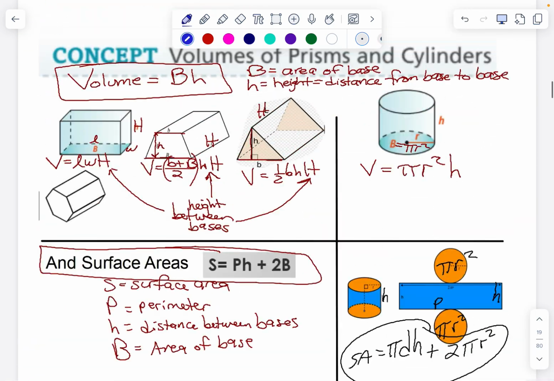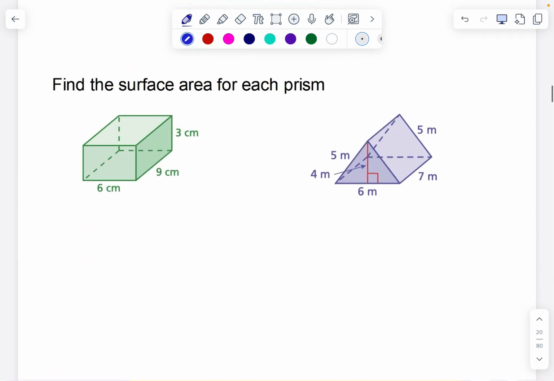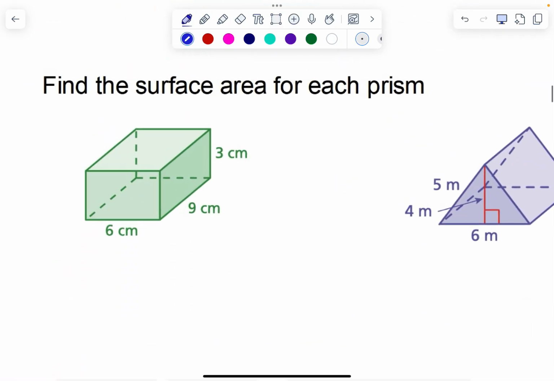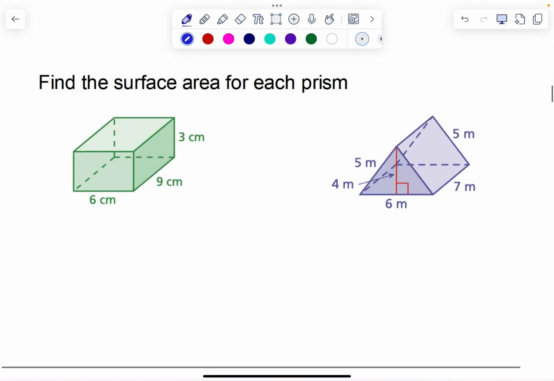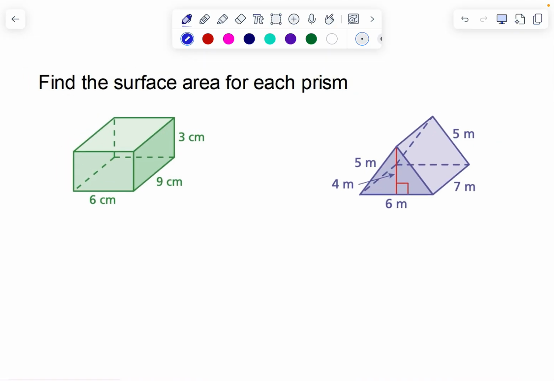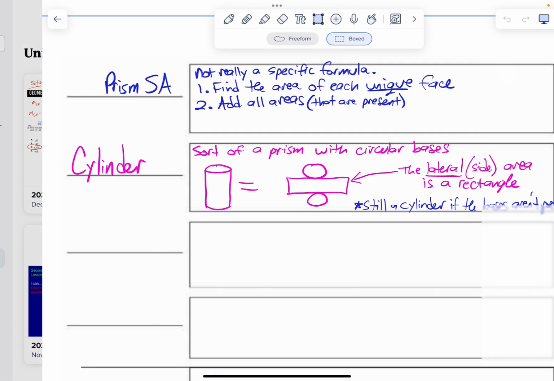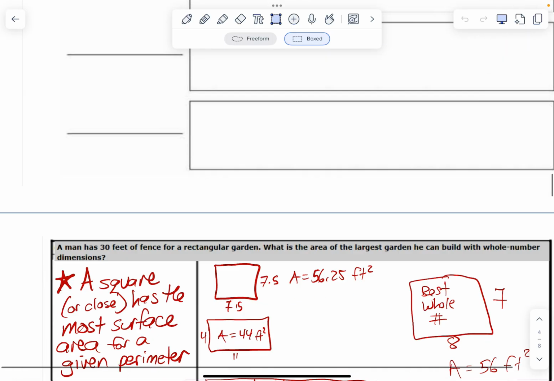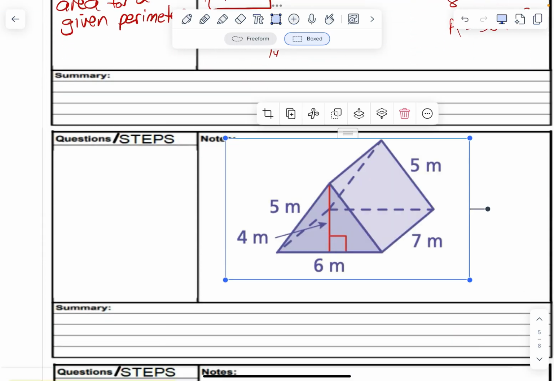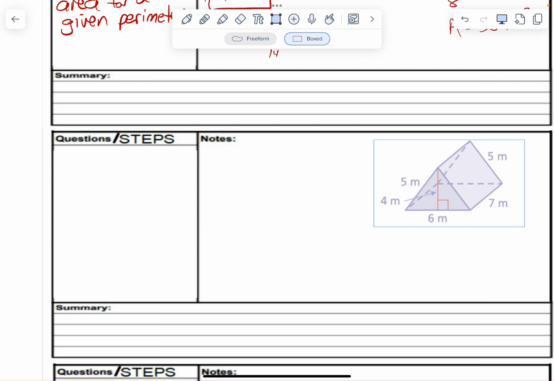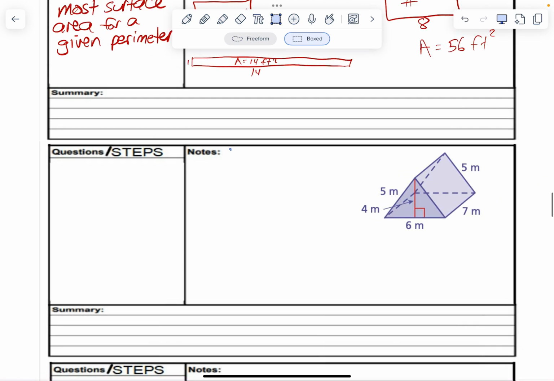I want to come back to volumes in a second. So let's do this one. Do you want either of these as an example in your notes, or do you want to just give it a shot? Example. Okay, I'll copy and paste this in there, but do your best to draw it. So we'll start with surface area, and then we'll add volume.